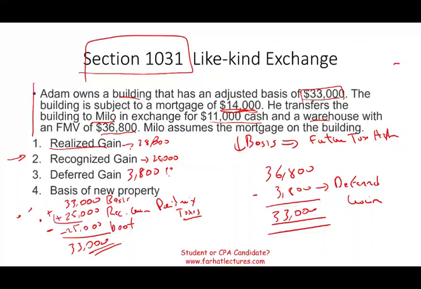And what we did here, we added the recognized gain. If you recognize the gain, you want to increase your basis. Why? Because you already recognized this gain. So because your basis goes up, your future tax will be lower. But when you defer the gain, your basis goes down and your future tax is higher.